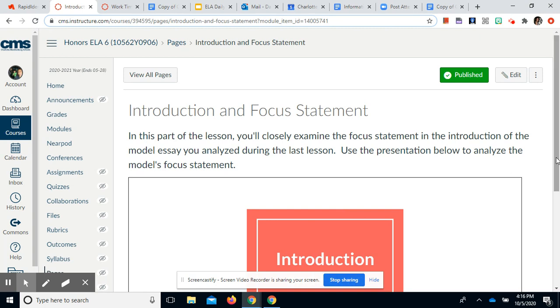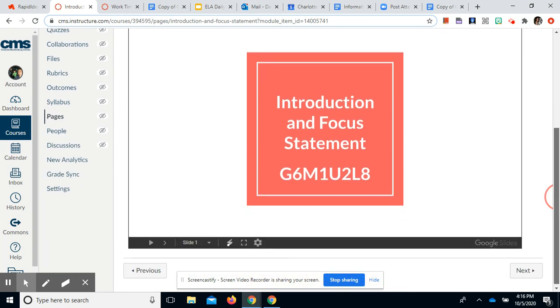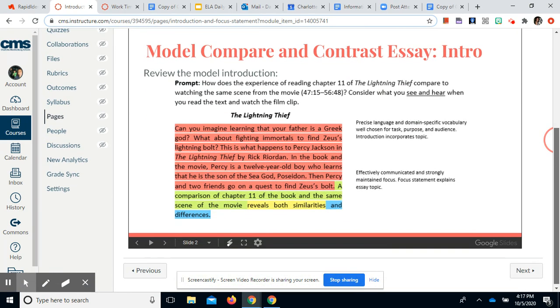All right, so we are focusing today on the introduction paragraph that includes the focus statements. And within that introduction paragraph, there are three key components that we saw done well clearly in the model essay. So let's remind ourselves about that essay intro.